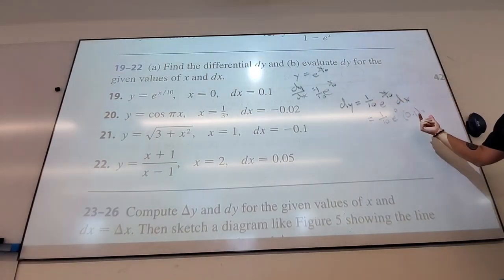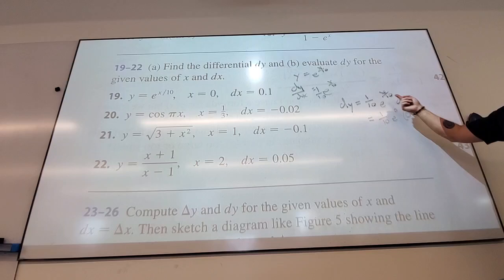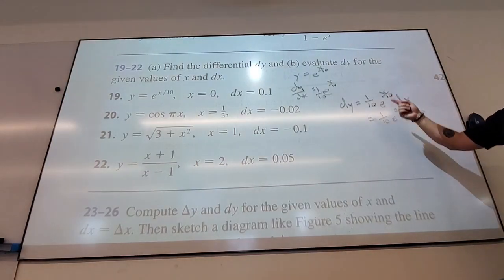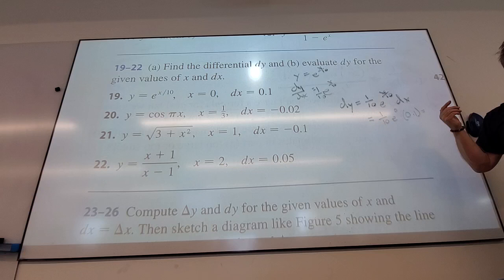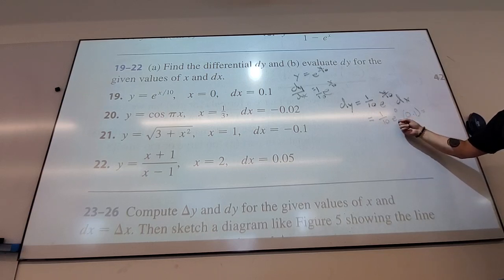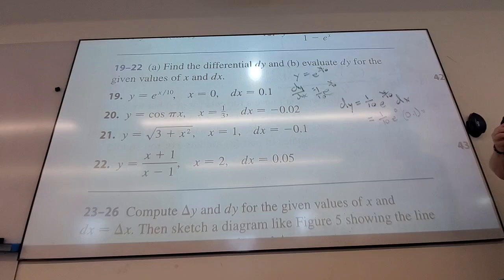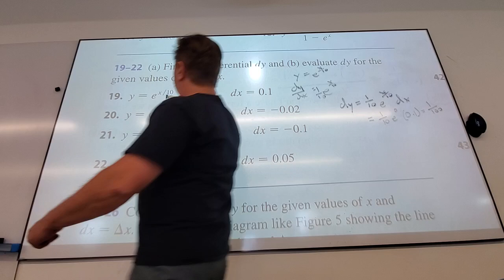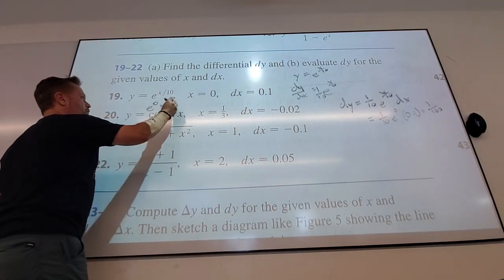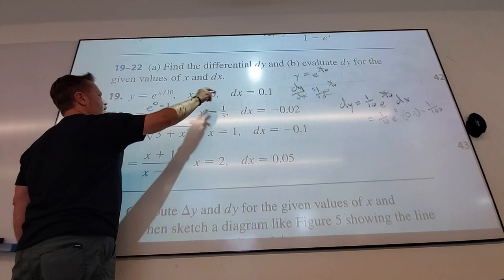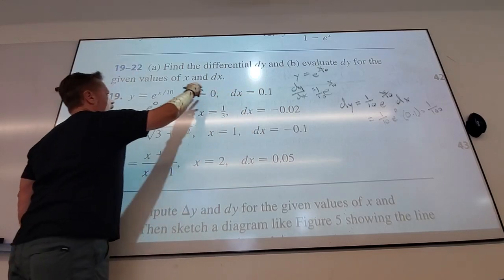So if they tell me dx is 0.1 and x is 0, what's dy? Well, I just have to plug that in, yes? What's e to the 0? 1. What's 1/10 times 1/10? 1/100. Now, what is e to the 0? 1. Now change x by 0.1.